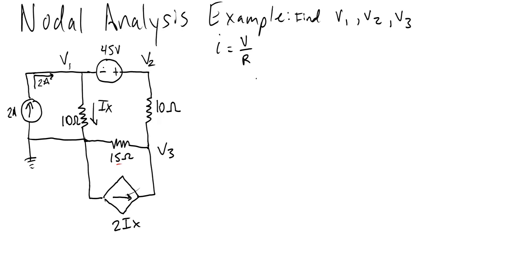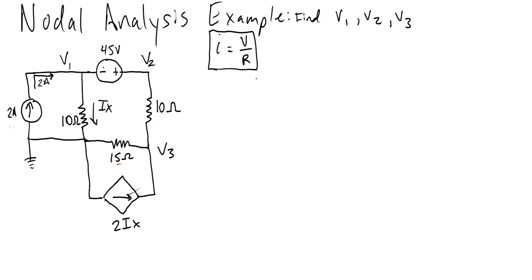And we're going to do this using Kirchhoff's current law, which says all the currents going into a node must equal all of the currents going out of the node. So we're going to be describing these currents using their voltage and resistance. We know here, I equals V over R, and we're going to be using this equation throughout this nodal analysis example. Okay, so let's get to it.